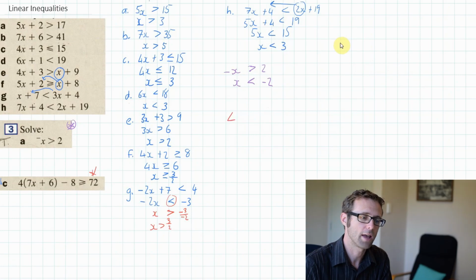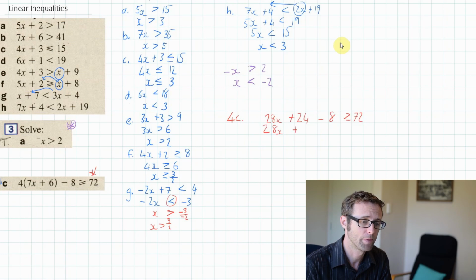The final question I have is for c, and I'm going to first of all expand my brackets. So 4 times 7x is 28x. 4 times positive 6 is positive 24. Minus 8 is greater than or equal to 72. I am going to gather my like terms. 24 minus 8 is positive 16. And that's greater than or equal to 72.